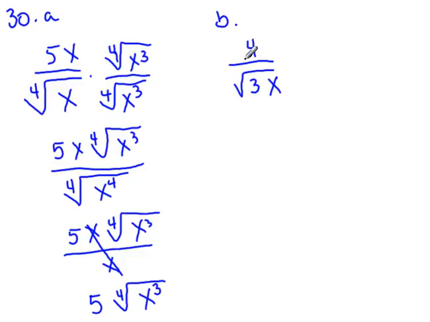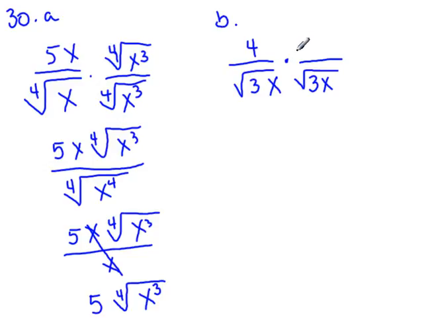Okay, up to B now. B says 4 over the square root of 3x. So just like I had to do over here in A, I have to rationalize this denominator, which means multiply by whatever will give me 2 3's and 2 x's. And of course that's going to be the square root of 3x, because I already have 1 of each and I need 2 of each. I know that because it's a square root.